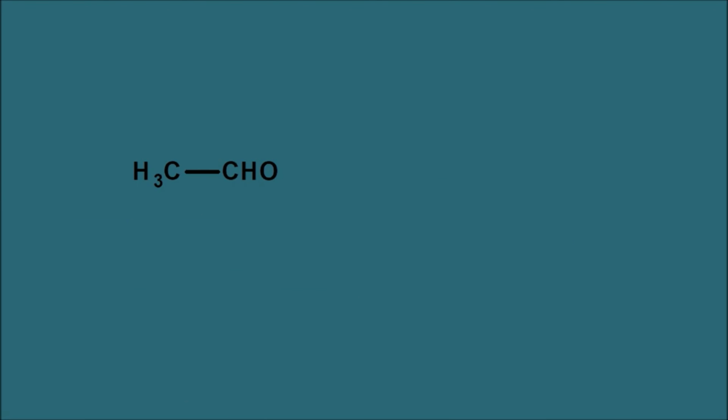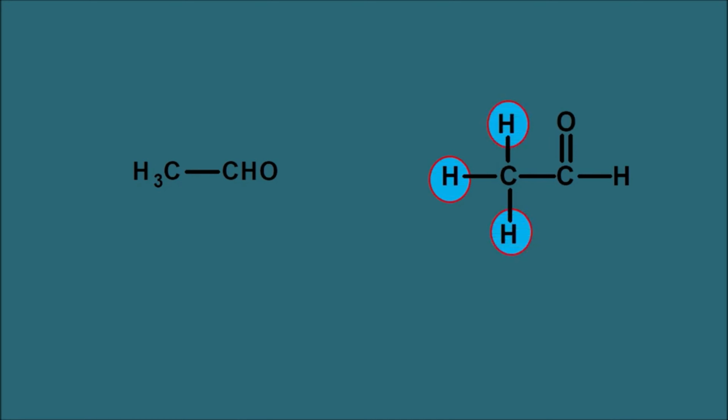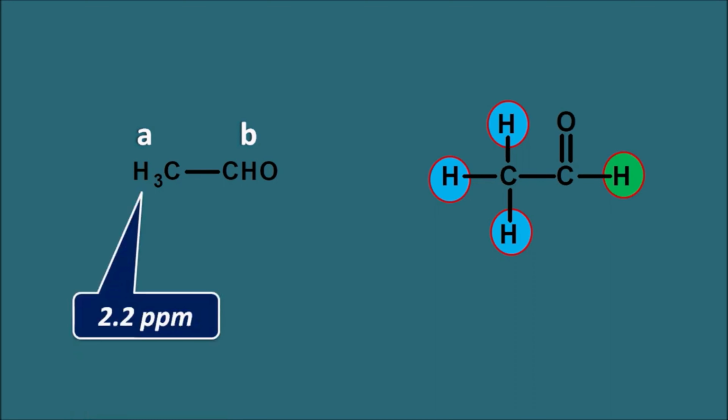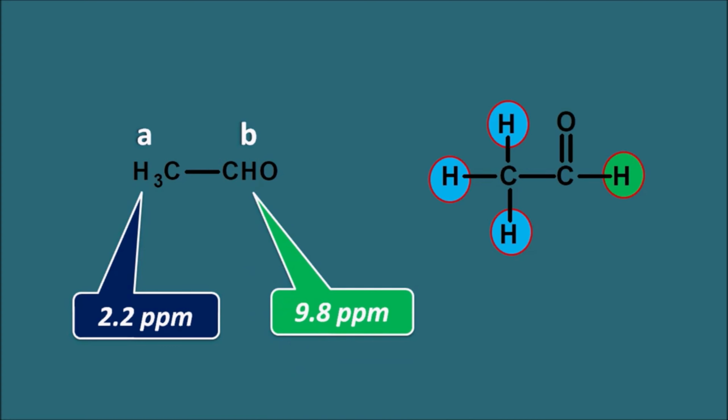Now let us take another example. Here we have taken acetaldehyde, and again let us expand the structure. The hydrogens attached to this carbon are the methyl protons, so they will give one type of peak. Similarly, the hydrogen attached to the carbonyl group will give another type of peak. So altogether acetaldehyde can give two types of peaks. Now if we see the chemical shift values of these two types of protons, methyl protons will show a peak at approximately 2.2 ppm, whereas the proton in the aldehyde functional group will show a peak at 9.8 ppm.